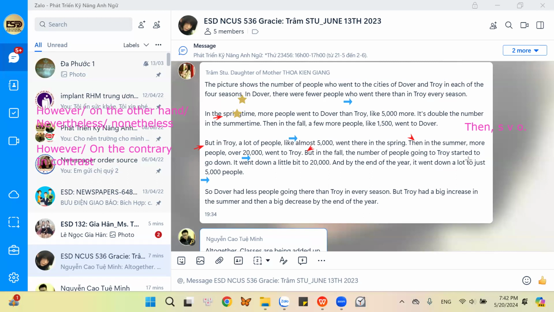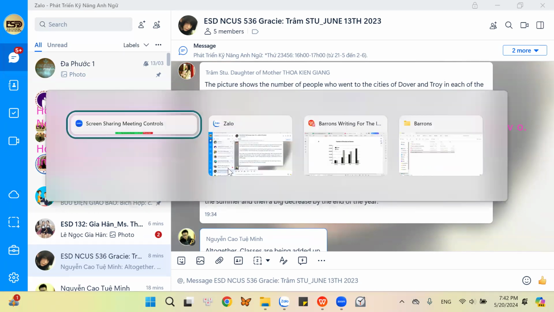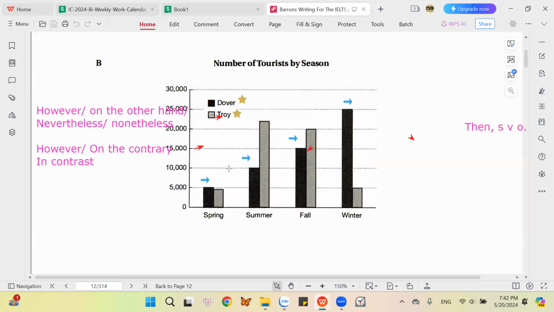The number of people going to church started to go down a bit to 20,000. You can combine these two sentences together. Go down how much? Go down to what extent? Go down a bit to 20,000. But here, let's look at the graph together. We are not sure about 20,000 right here, right? We cannot be sure about this number.